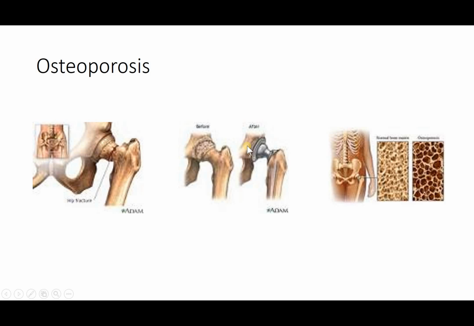And then here you're seeing a surgical repair. So there's a hip replacement where they replace the ball and socket joint with an artificial ball and socket.